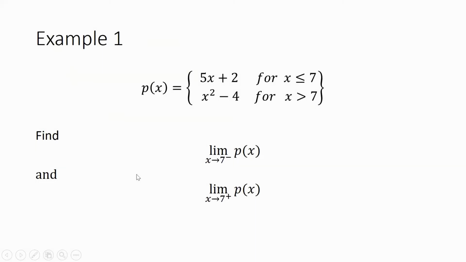So let's take a look at the function that we've established, this piecewise defined function that we've seen back in section 1.1. And we're going to find the limit as x approaches 7 from the left and the limit as x approaches 7 from the right.